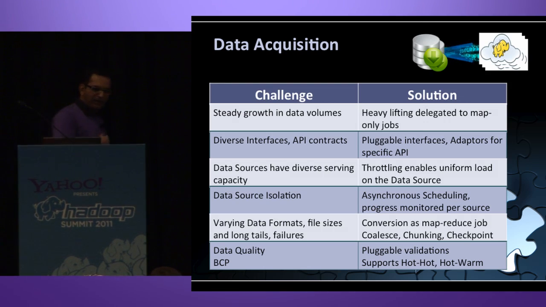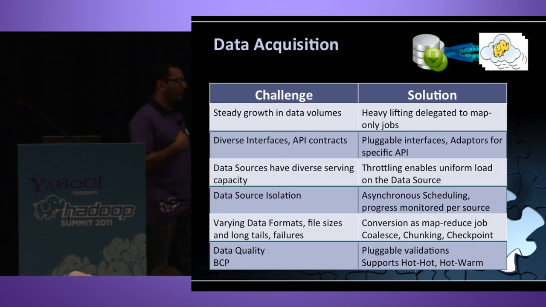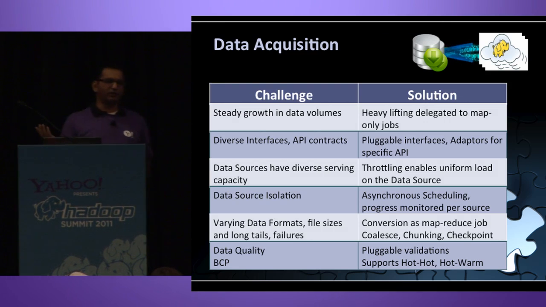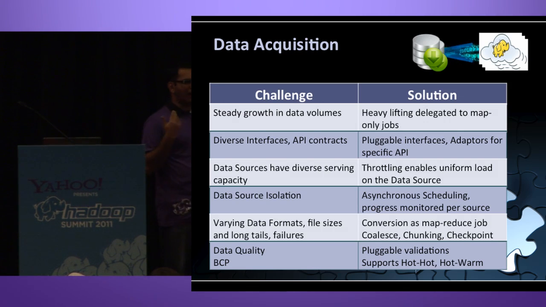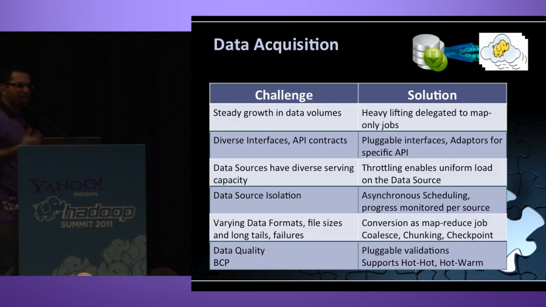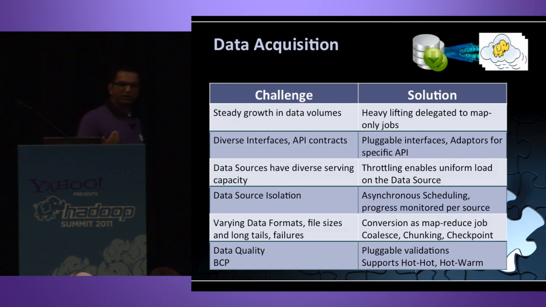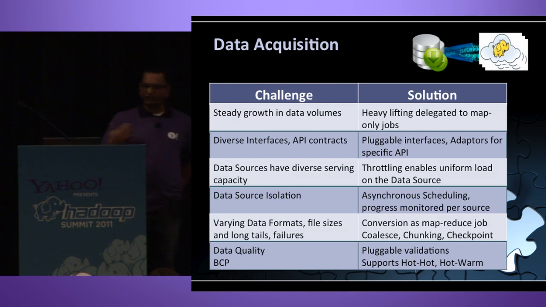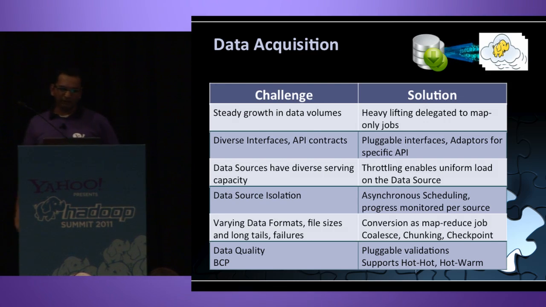So, varying data formats. People have custom data formats. You have field delimiters as control A and record delimiters as control B. Some have text with newline characters. Some have binary. So we enable our users to take that and convert it to a sequence file or RC file, which is more efficient and suited for processing on Hadoop. We do that as a MapReduce job today.